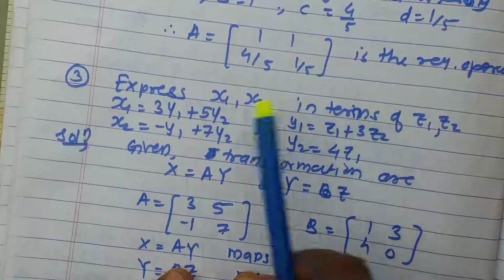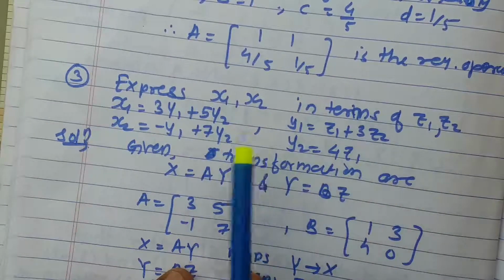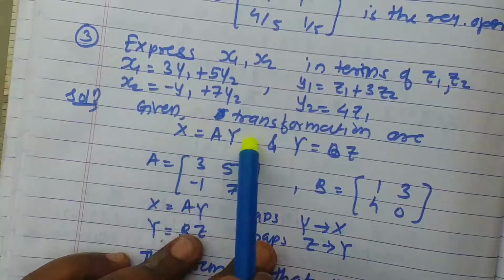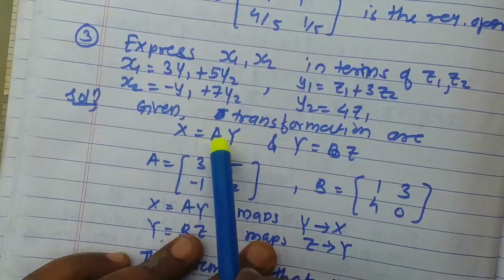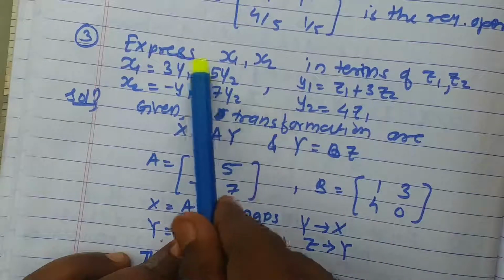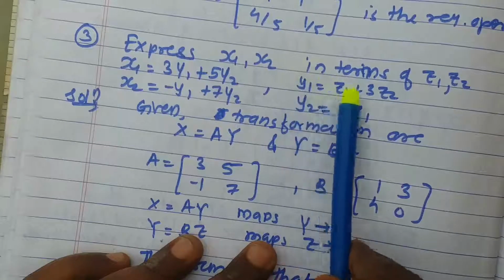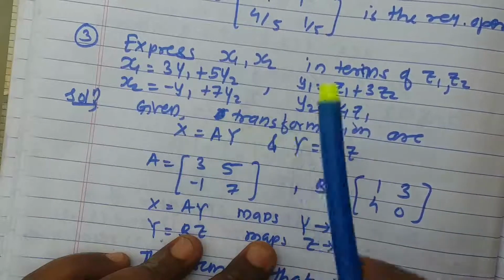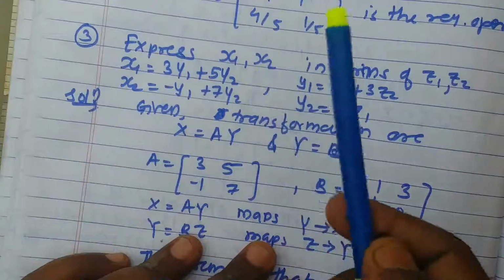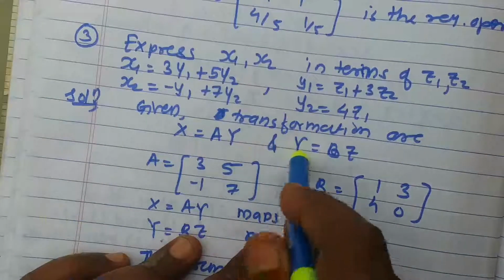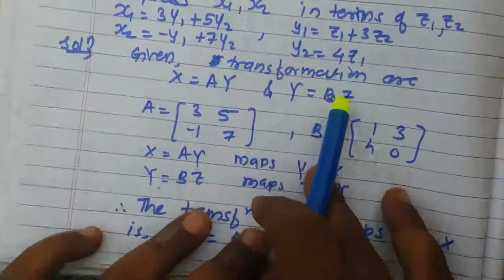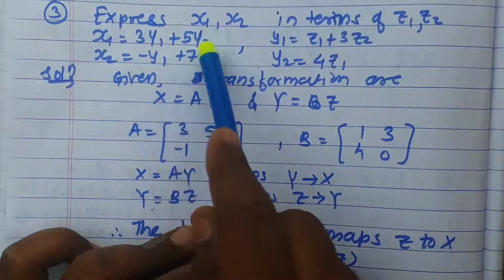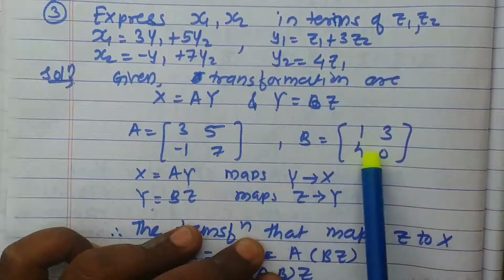These equations are nothing but the transformations. Here we have x in terms of y, so it can be written as x equal to some matrix A into y, where A is the coefficient matrix here. Now y equal to some matrix B into z, where B is the coefficient matrix of this transformation. So two transformations are given, and we need to find the third one, and that third one will be the composite linear transformation of these two. Now let us see, here we have the coefficient matrix A of this transformation and the coefficient matrix B of this transformation.